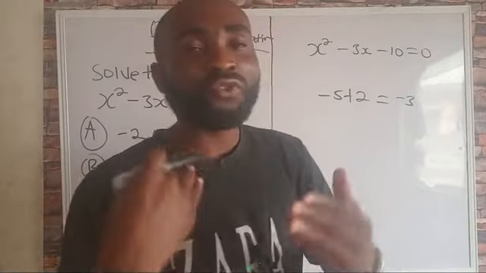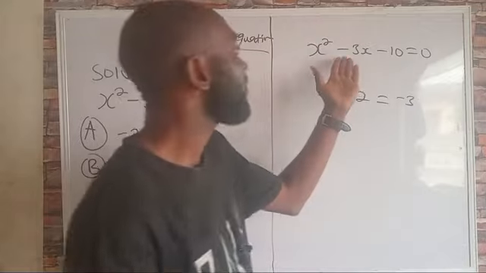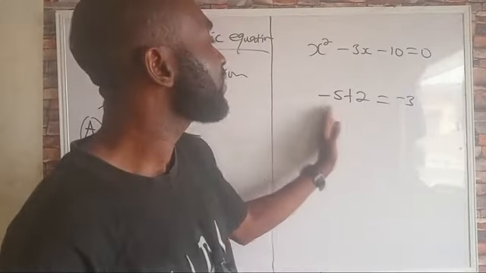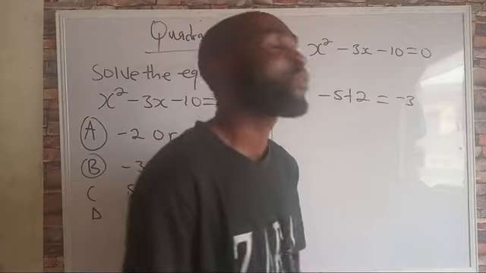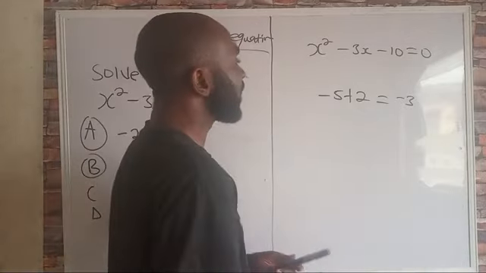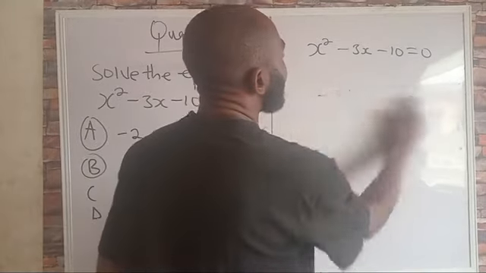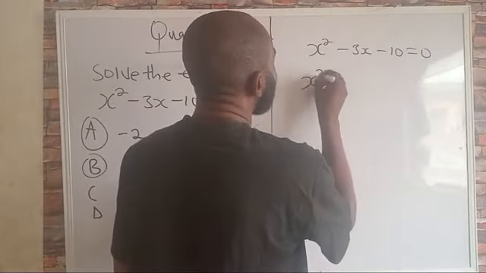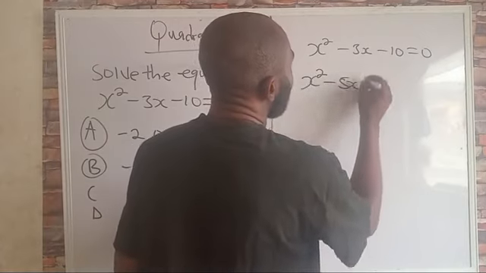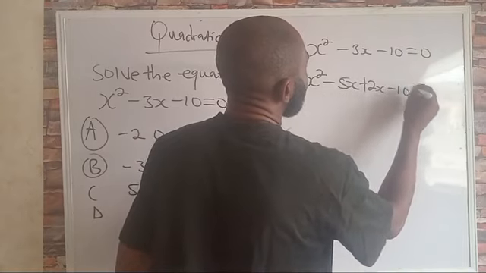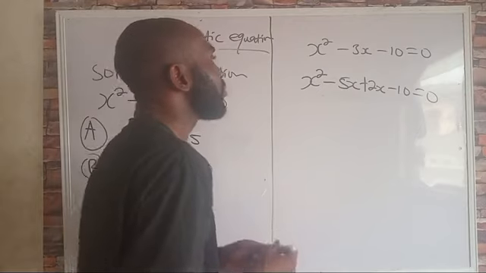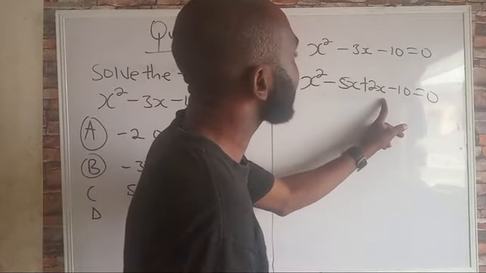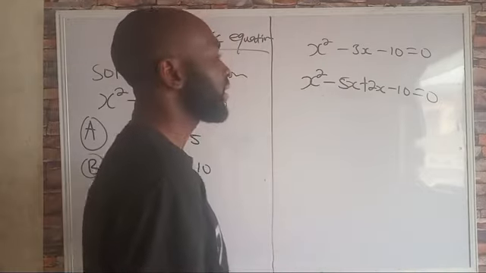So you think of two possible numbers that when you add, you're going to have the middle 10, and when you multiply, you're going to have the last 10. So these two possible numbers here are minus 5 and 2. Since we know that is minus 5 and plus 2, we are going to put it back in this equation here. So putting it back, we have x squared minus 5x plus 2x minus 10 is equal to 0. What is happening in the middle here means minus 3x, because minus 5x plus 2x is minus 3x. So we have not changed anything.